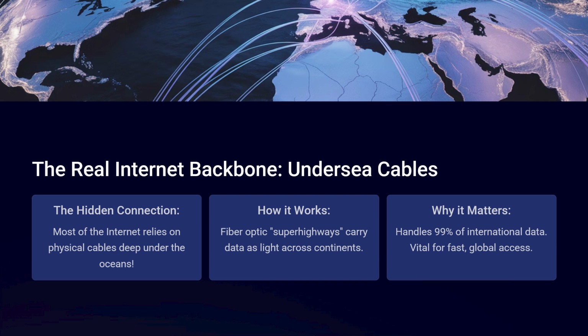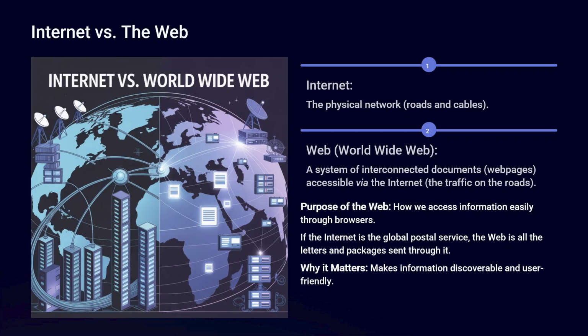A lot of people confuse the internet and the web, but they're not the same. Let me break it down. The internet is the physical network, all the computers, cables, and hardware. The web, or World Wide Web, is like the traffic moving across that network, the websites, pages, and content. If the internet is the global postal service, the trucks, roads, and post offices, then the web is all the letters and packages being sent.